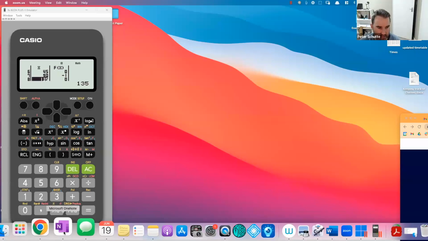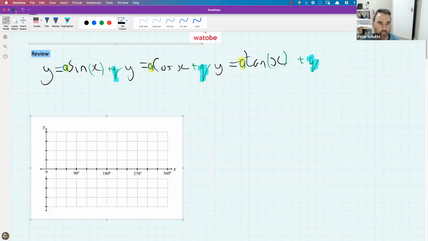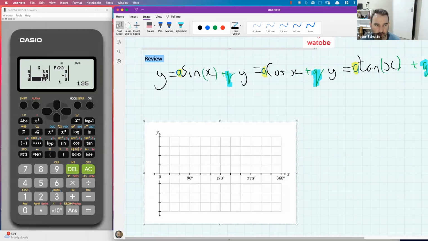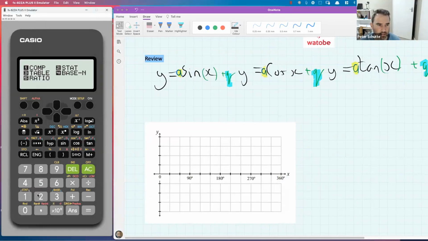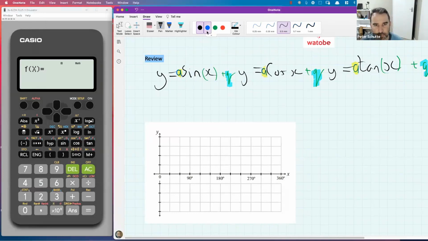So let's bring that calculator back on screen. Okay. So we have our calculator back on screen. So what I want to start with, and maybe someone can even help talk me through this, is to draw the graph of y equals 2 cos x minus 1. And I want to do that on the domain 0 to 360.